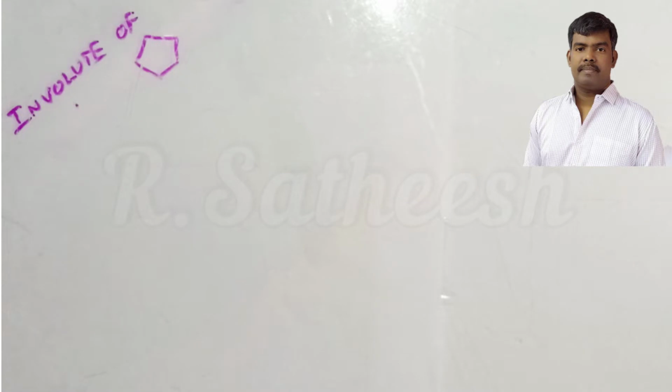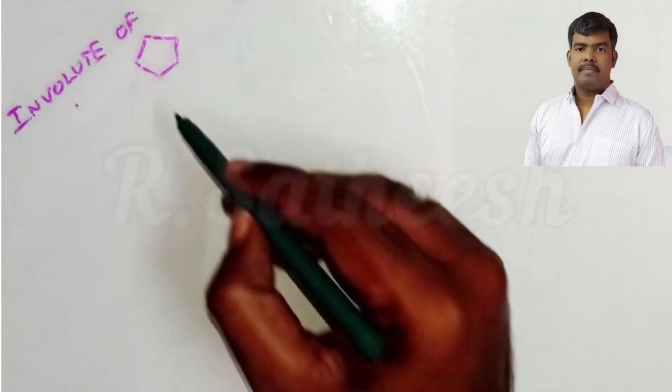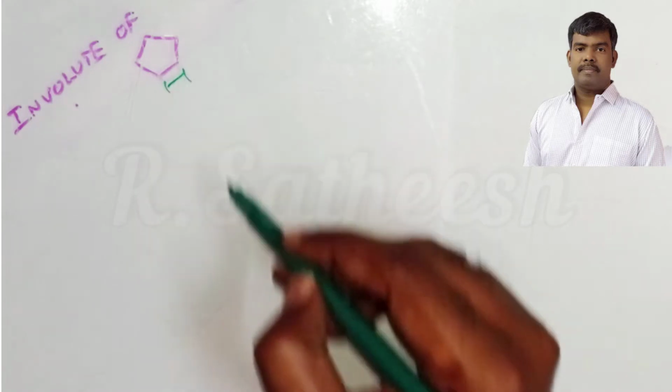Hi students, welcome. Now, how to construct an involute of a polygon. In that, the first one is the pentagon. So our question is: draw an involute of a pentagon of base side 30 mm. Also draw the tangent and normal at a distance of 100 mm from the center of the polygon. So the given polygon size is 30 mm.